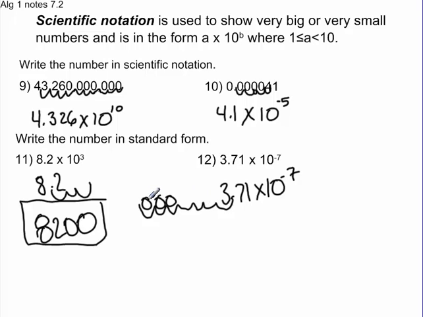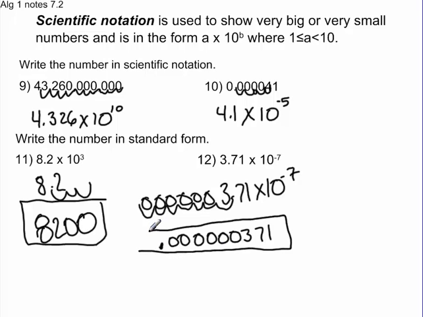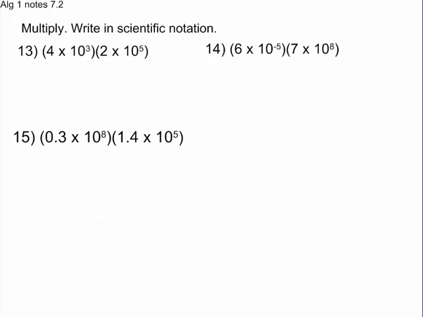0, 0, 0, 0, 0, 0. Okay, so I have all these zeros. You know the decimal place goes right here. So the actual number is 0.0000003 7 1. That is your actual number. So it's really just keeping track of your decimal place. I mean, that's both ways. Just keep track of your decimal place and you'll be fine.